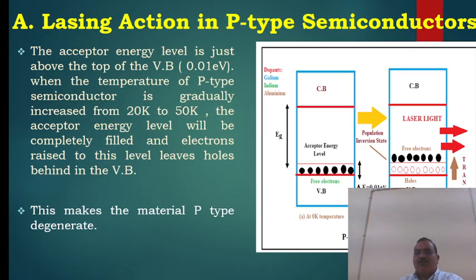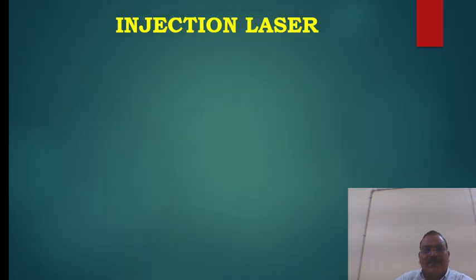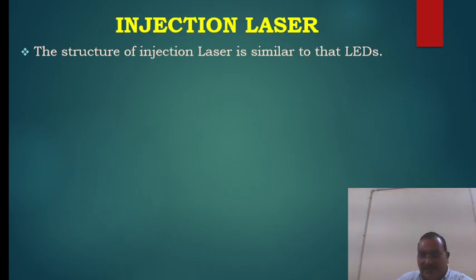Once we get the population inversion state, lasing action occurs. So this is the basic lasing action in semiconductors. It's very, very important to understand, right? Then, because our lecture is in material science, kindly note this.